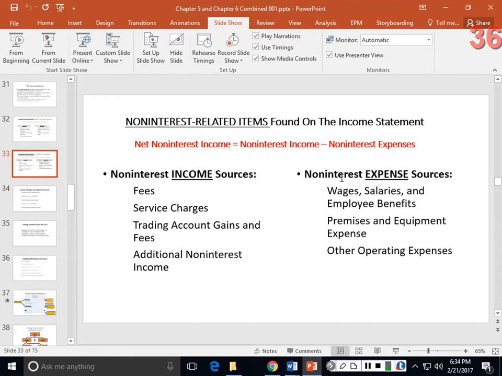And we said this is typically going to be a negative number because the major part of non-interest expense is the salaries and benefits that you pay your employees. So it's going to be pretty expensive. It's going to be a negative number for net non-interest income.